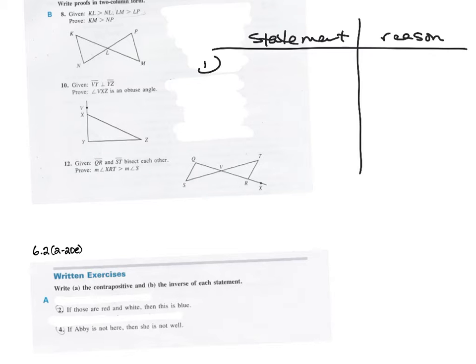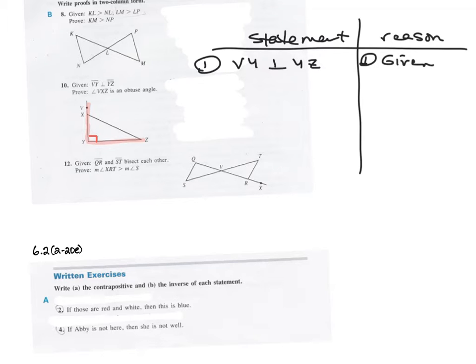So I'm going to state my given that VY is perpendicular to YZ, and that's given. So over here in my picture, here are my perpendicular lines. Here's my YV and my YZ. So this tells me that I've got a right angle here. And that's the next thing that I'm going to state.